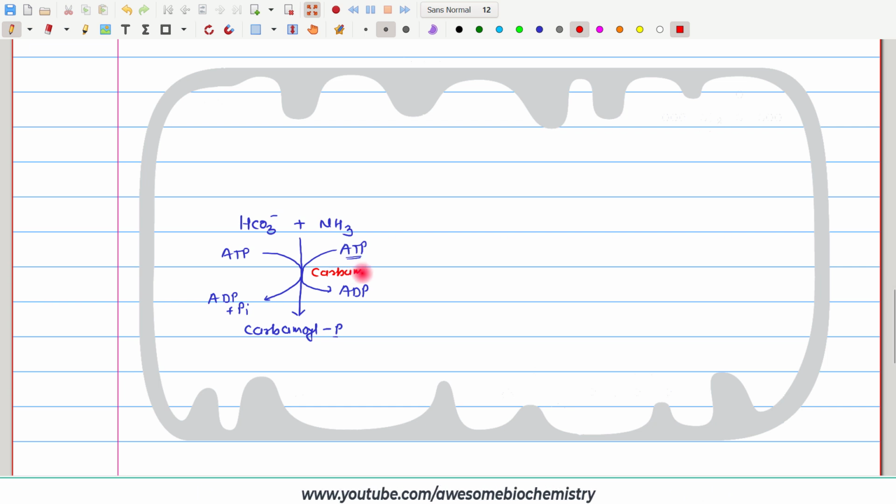So, the enzyme is carbamoyl phosphate synthetase 1, which is often abbreviated as CPS1. This enzyme is of the ligase class of enzymes. One similarly named enzyme also occurs in the cytosol. In the cytosol, that enzyme is called carbamoyl phosphate synthetase 2. This carbamoyl phosphate synthetase 2 is vastly different from carbamoyl phosphate synthetase 1.